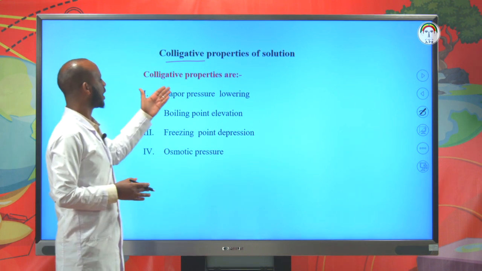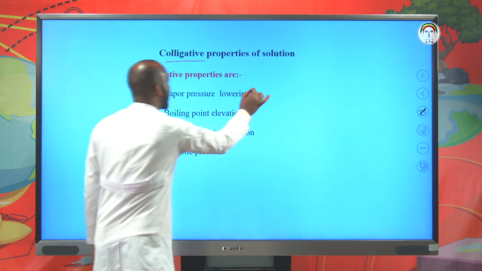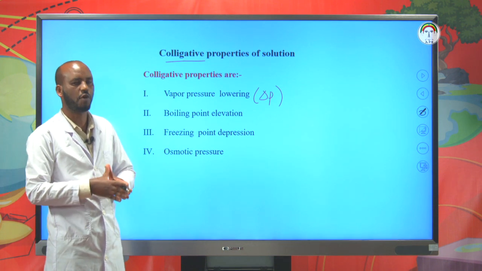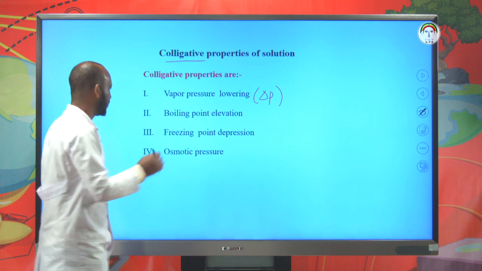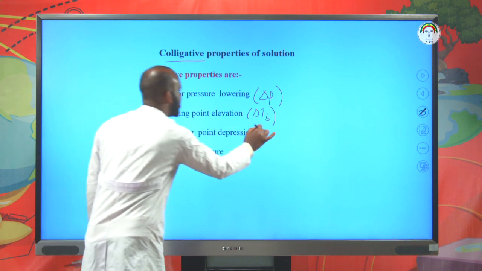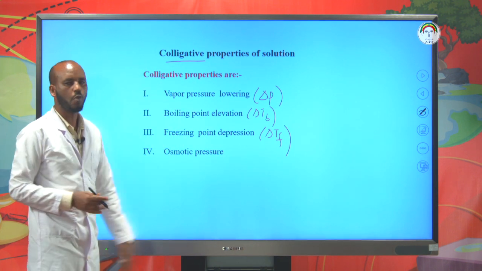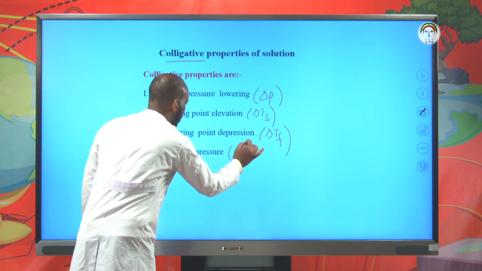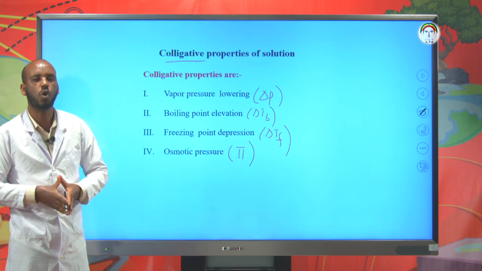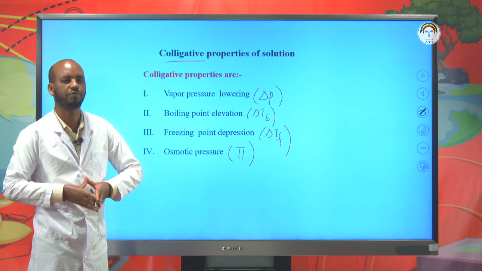The four most important colligative properties of a solution are vapor pressure lowering, denoted by the symbol delta P, which depends on amount of solutes or concentration of solutes. Boiling point elevation, denoted by the symbol delta TB. Freezing point depression, delta TF, lowering in freezing point. And osmotic pressure. These are the four most important colligative properties of a solution that depend on amount of solutes or concentration of solutes, regardless of the kind or nature of solutes.